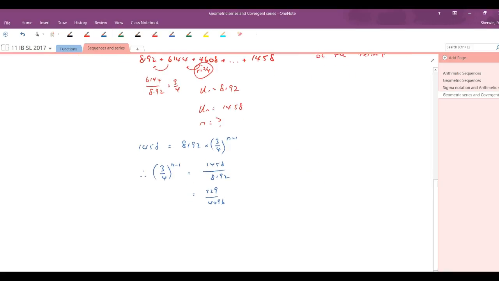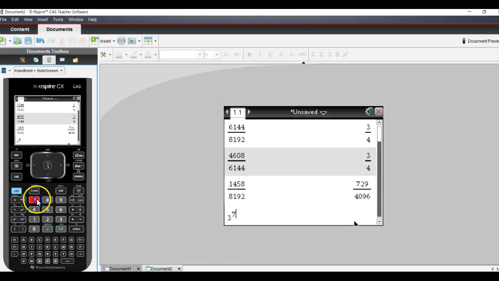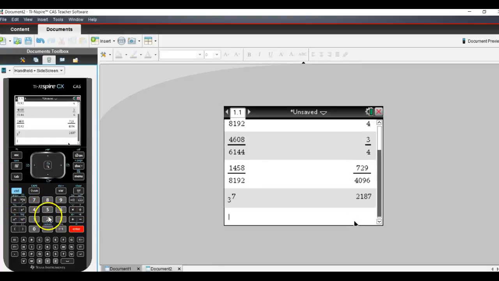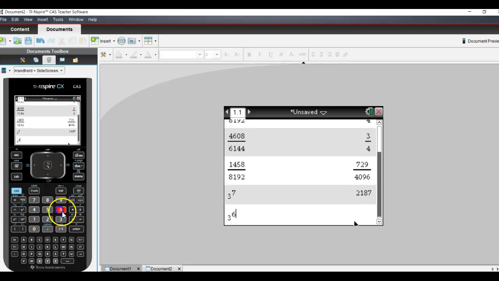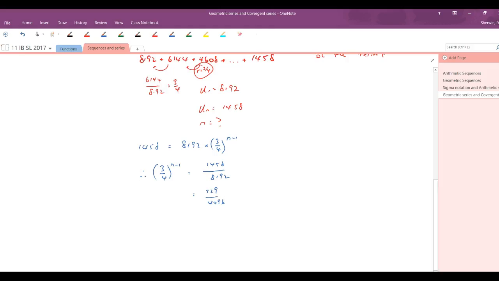So that'll just be from trial and error, 3/4 to different powers to get this. Now I'm thinking, really, I want to know 3 to the power of what gives me 729. That's my clue. So 3 to the power of, what are we going to say, 7 is too many. 3 to the power of 6 maybe gives me 729. Yep, it does. And 4 to the power of 6.